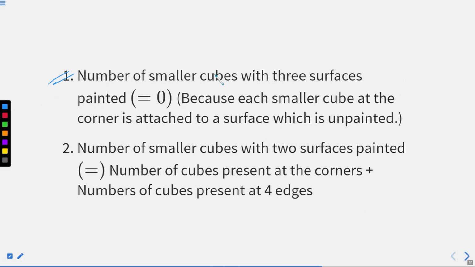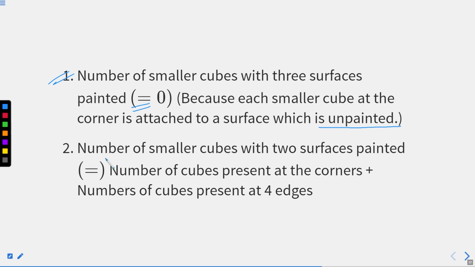So the number of smaller cubes with 3 surfaces painted is equal to 0, because each of the smaller cubes at the corner is attached to a surface which is unpainted. Assume you are sitting in a room, if the bottom and the top surfaces are not painted, it means all 8 vertices have at least one surface unpainted, right? It means it will be 0. I hope you are clear with this. If not, I'll repeat while I am ending this session as well.